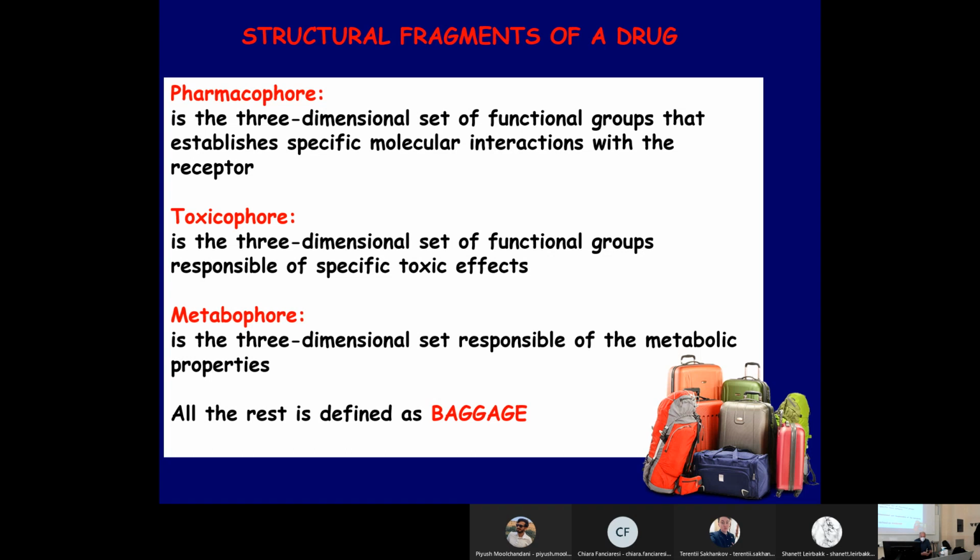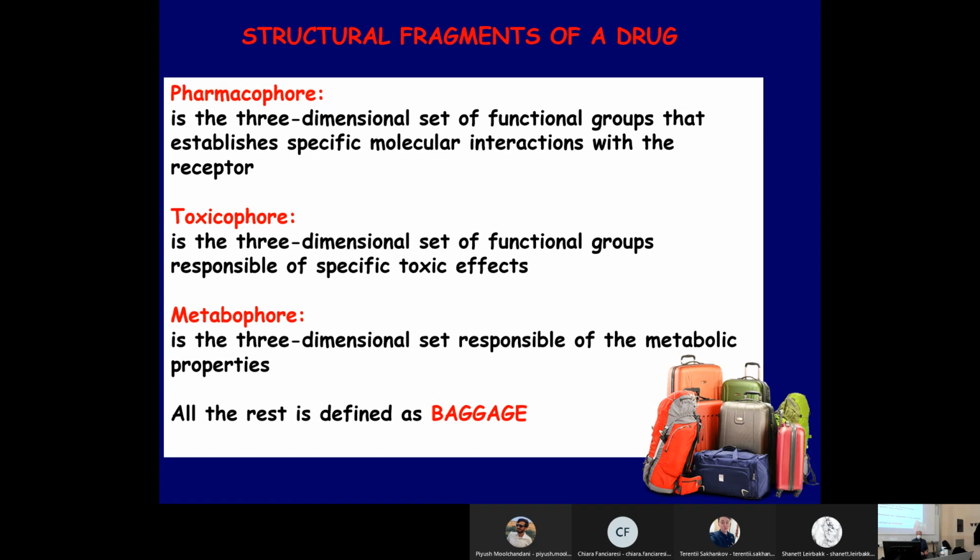And it is important to know toxicophore. Why? Because we can try to transform it in a non-toxic group, maintaining the same activity. By applying the isosterism, we have already seen how we can replace some atoms with other atoms, trying to maintain the same biological activity.